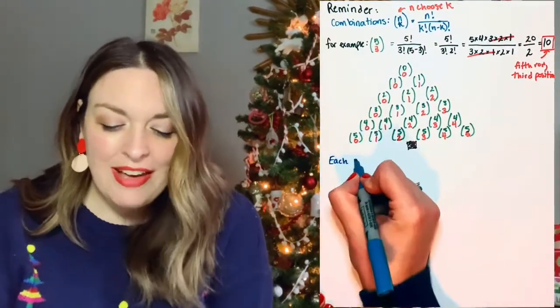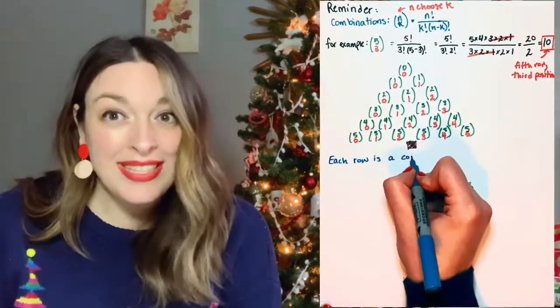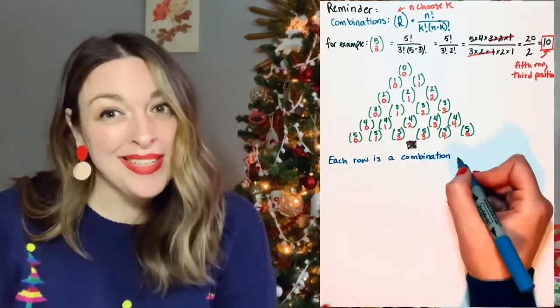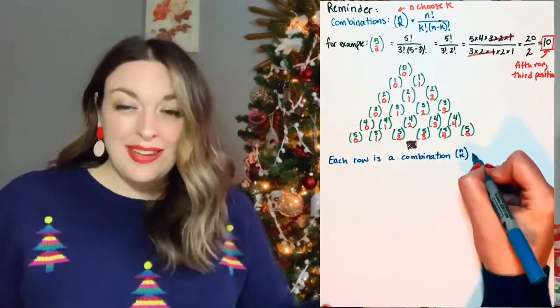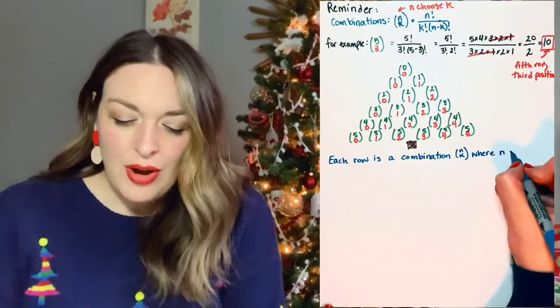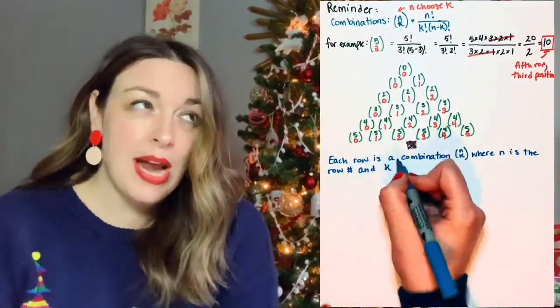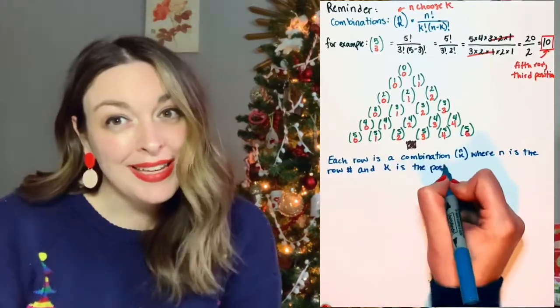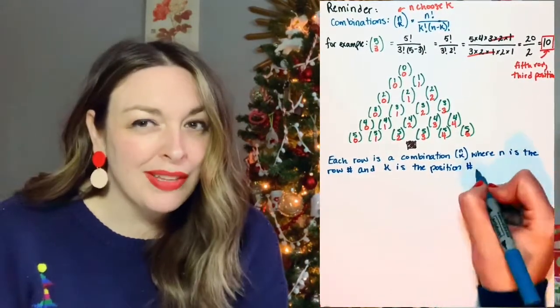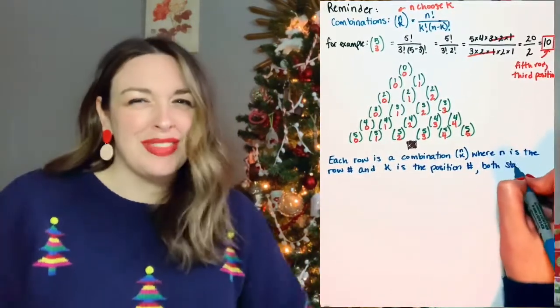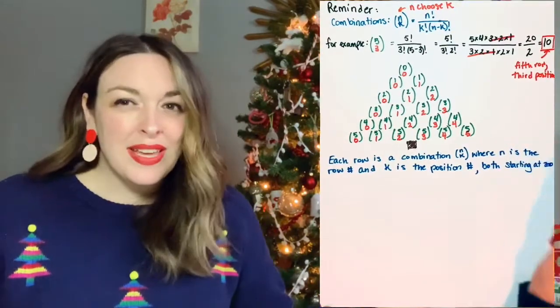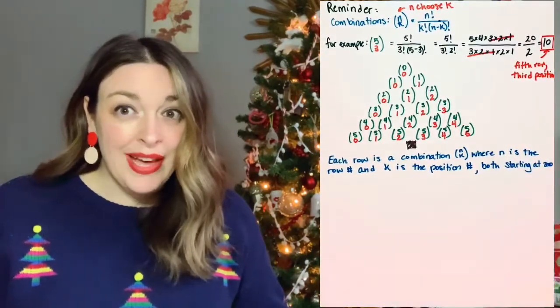So we see that 5 choose 3 right there was actually the 10 in the Pascal's triangle. So here we go, yet another property of Pascal's triangle, where each row is a combination n choose k, where n is the row number and k is the position. Just remember that n and k both start with zeros and not 1, because why would we want to make anything too easy in math?